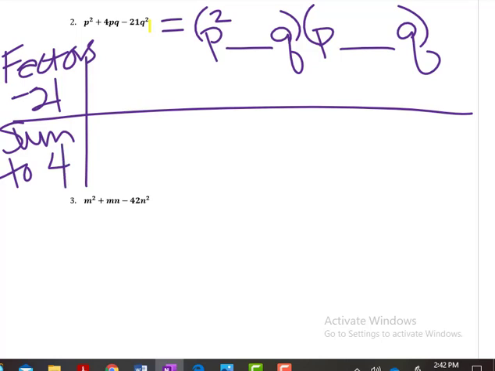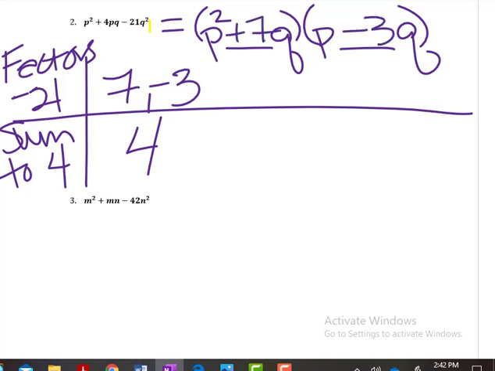Now when I do this, I actually see it. I see that 7 times -3 gives me a -21 product, but it gives me a sum of 4. And what I will do is write +7 and -3 to finish my factorization.